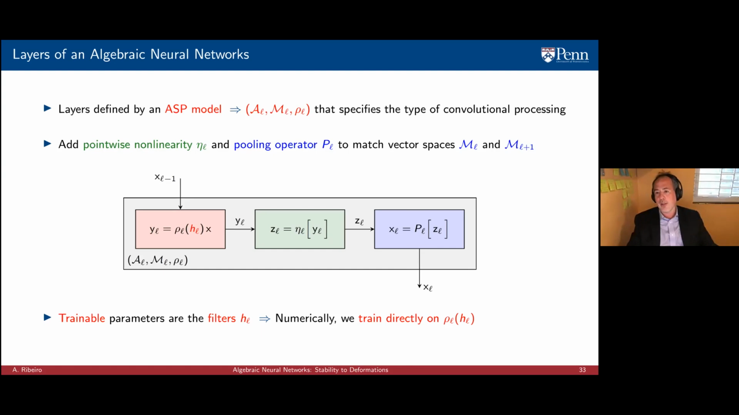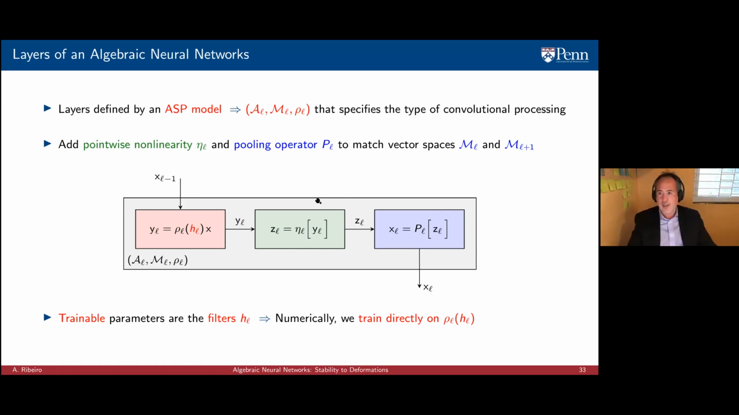This pooling operator serves the purpose of matching the vector space of layer L to the vector space of layer L plus 1. If you know what pooling does, this is literally what it is, right? You have an image and you pool pixels to construct an image of a smaller dimensionality. So when you transition from layer L to layer L plus 1, you need to map one vector space into the other. The pooling operation is the one that performs that matching of different vector spaces.